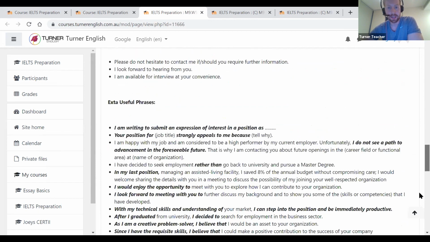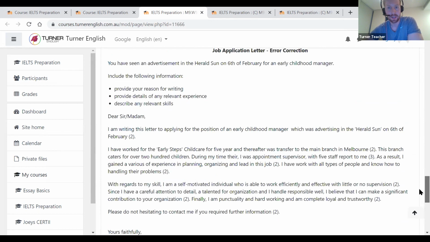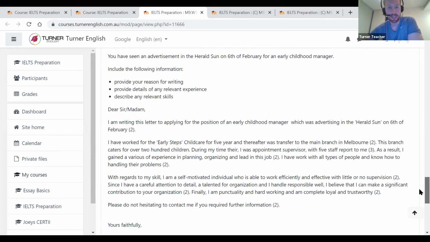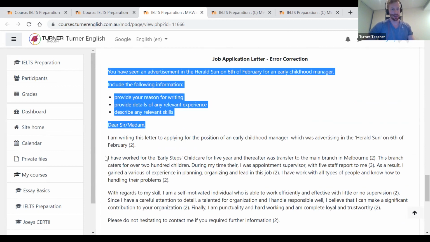So I would like to look at an example letter, but there are errors in it. Okay, so I'm going to ask Dizzy to read the introduction, or not the introduction, the instructions.